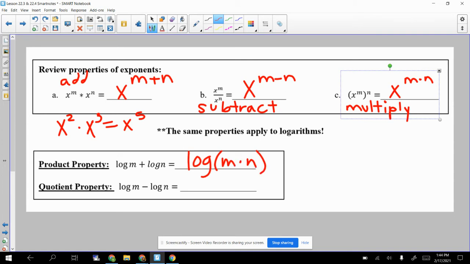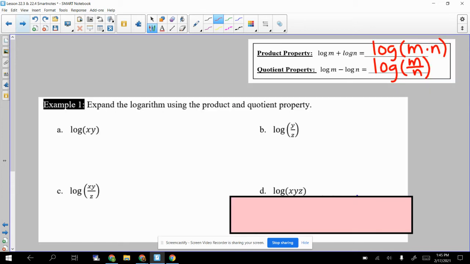Okay. And then same thing, just like here, division and subtraction go together. Well, now this says log of m minus log of n, and that's going to be division. So we would do m divided by n. So these are your first two properties, and I would make sure you have these written down somewhere. And then we're going to go ahead and do some examples.